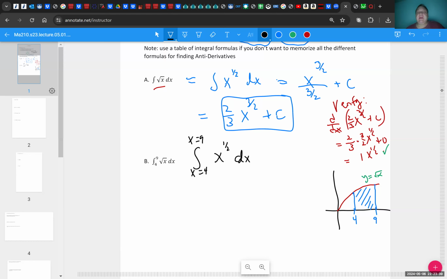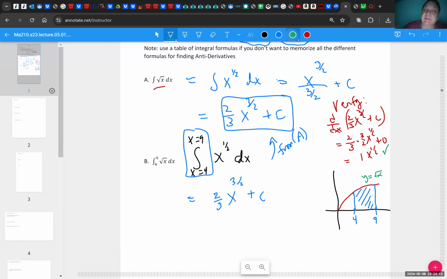Anyway, so the fundamental theorem of calculus says that we can find this area by doing the antiderivative and substituting the two endpoint numbers. So we know from the previous problem, so from here, from A, we get an answer of 2/3 x to the 3/2 plus c. But that is the antiderivative. To find the definite integral, we have to plug in the two values of 4 and 9.